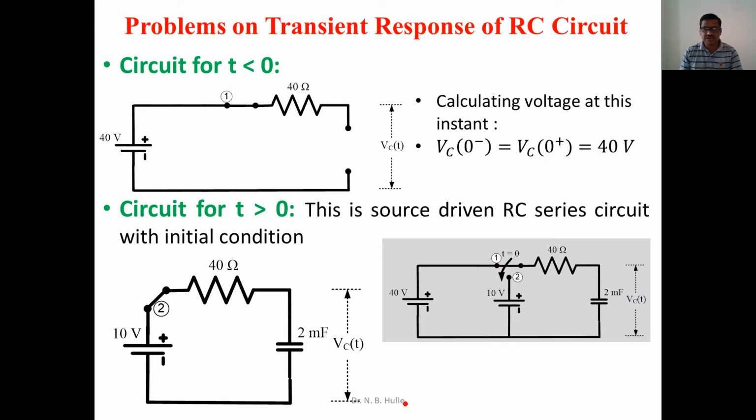Whenever the switch is shifted to position number 2, this 10 volt will be connected across this combination, which is shown something like this. In this case, there is a source existing before switching as well as after switching. That's why the second condition, after switching, is known as a source driven RC circuit with initial condition, because we have the initial condition, which is nothing but the voltage across the capacitor, 40 volt, and the existence of the source. That's why it is known as a source driven RC series circuit with initial condition.